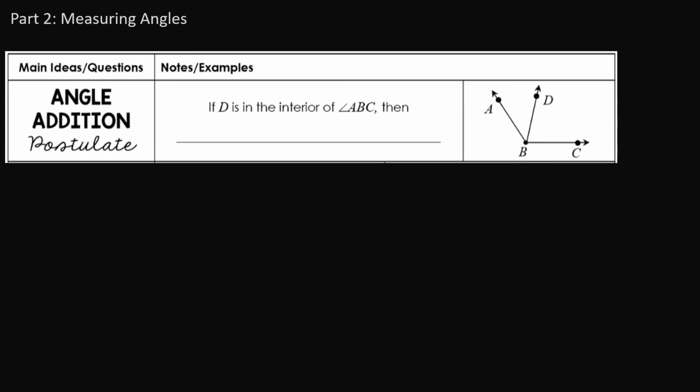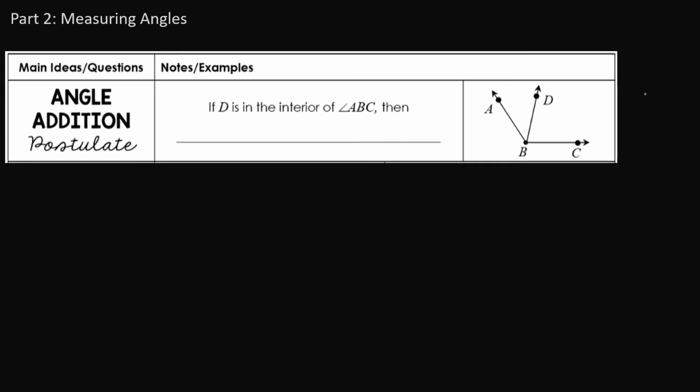All right, let's move into the angle addition postulate. Postulate just means a property that doesn't need to be proven. So in the angle addition postulate, here's what's happening. Let's look at the diagram given to us. I see angle ABC, and then ray BD is in the middle of it. If D is in the interior, or inside, of angle ABC, we can divide that angle into two specific angles, and it looks like this.